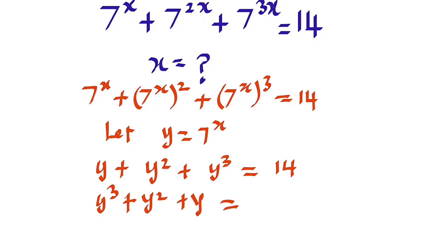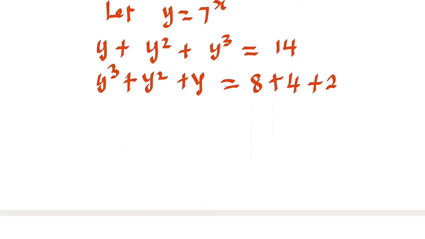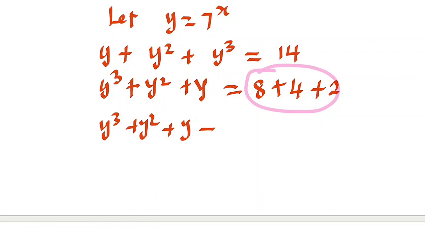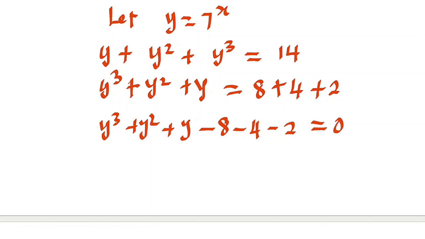So equals, this 14 can be written as 8 plus 4 plus 2. Alright, so from there we're going to have y to the power of 3 plus y to the power of 2 plus y. So we can transpose all of these from the right hand side to the left hand side, so we're going to have minus 8 minus 4 minus 2, then everything equals 0.